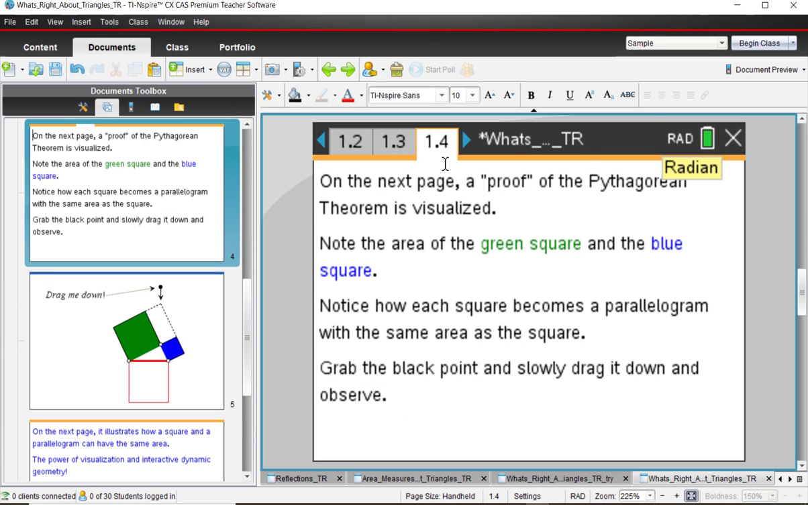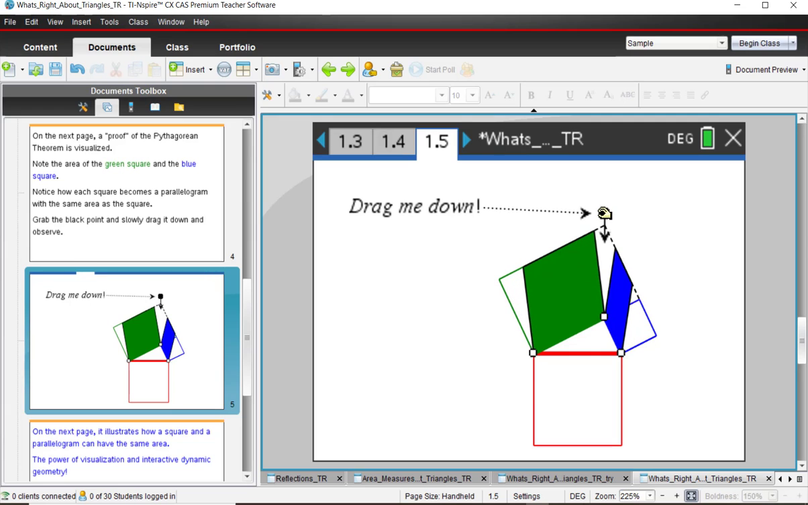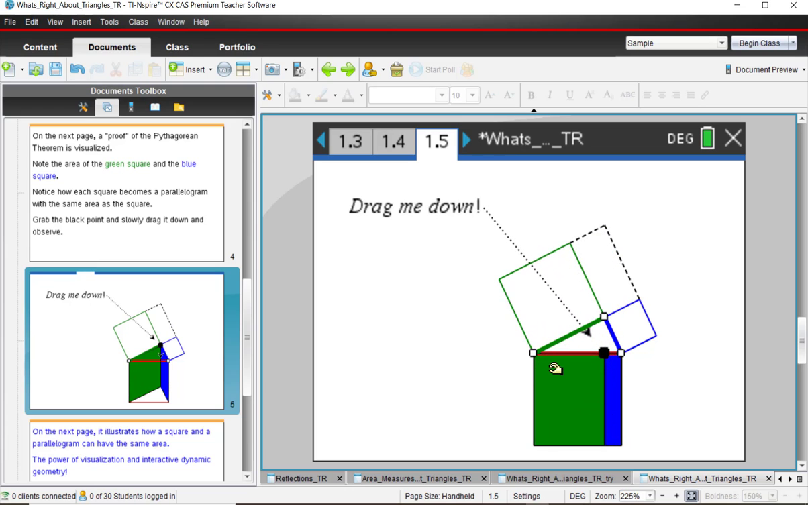On page 1.4, it says the next page is a proof of the Pythagorean theorem visualized. Notice how each square becomes a parallelogram with the same area as the square. Okay, so we'll go to page 1.5. We have this square and this square right here. This would make up the right angle, right? The blue and the green, and the red would be on the hypotenuse. It says grab this and drag me down. Let me do that slowly and see what's going on there. Those are becoming parallelograms, the same area. Pull them down there and bingo, they make up the same area as that square there.